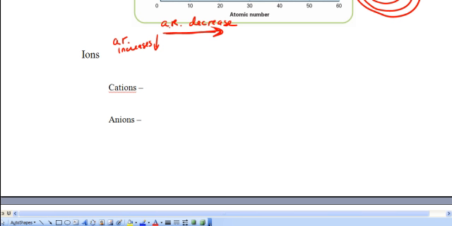The next trend that we're going to look at deals with ionization energy. Now, first of all, what are ions? We're talking about ionization. Well, what is an ion? An ion is any charged particle.